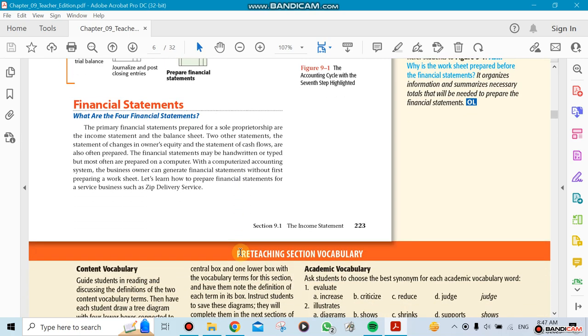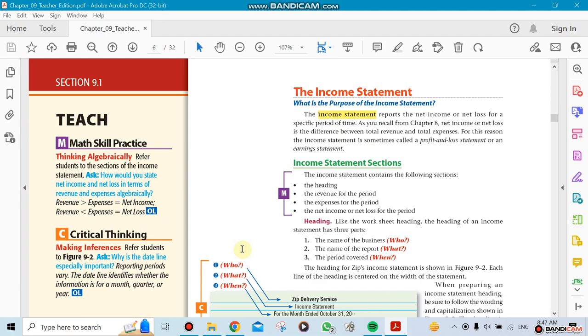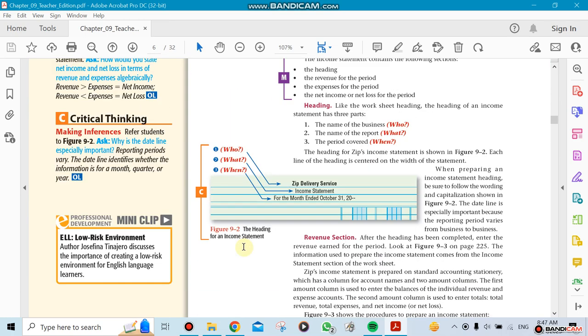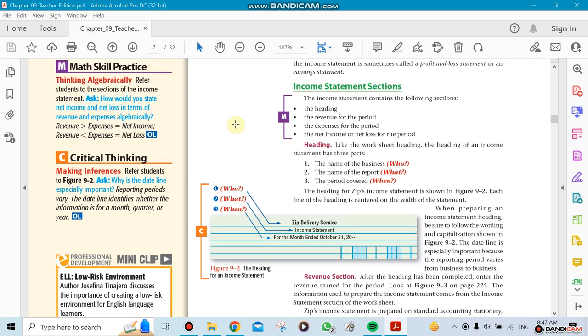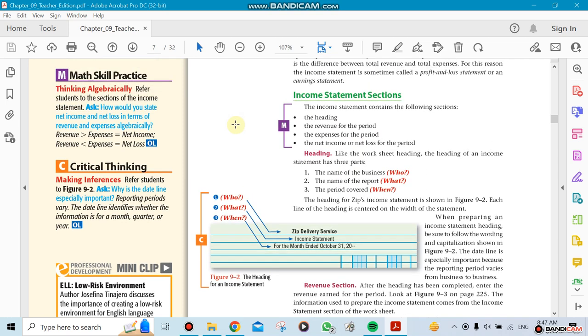So financial statements, like I said before, what does it involve? It mainly involves revenue and expense, right? So that's it. It only has revenue and expense in it, because we need to know if we're making money or we're losing money. So it's a profit or loss, for example.